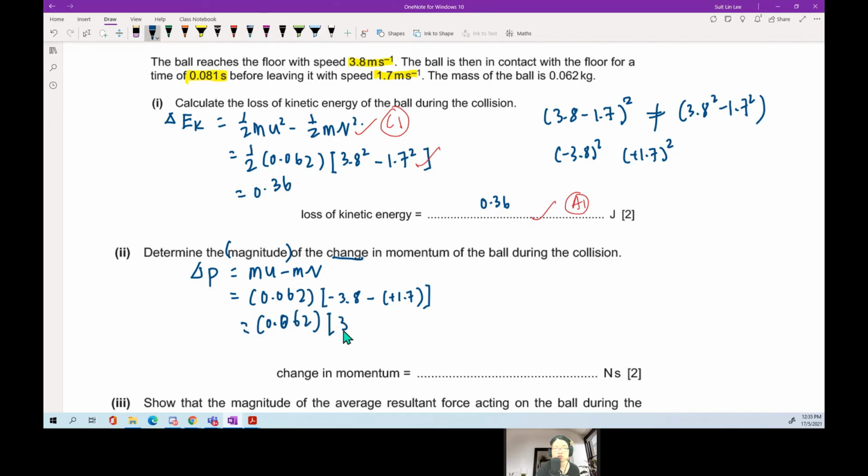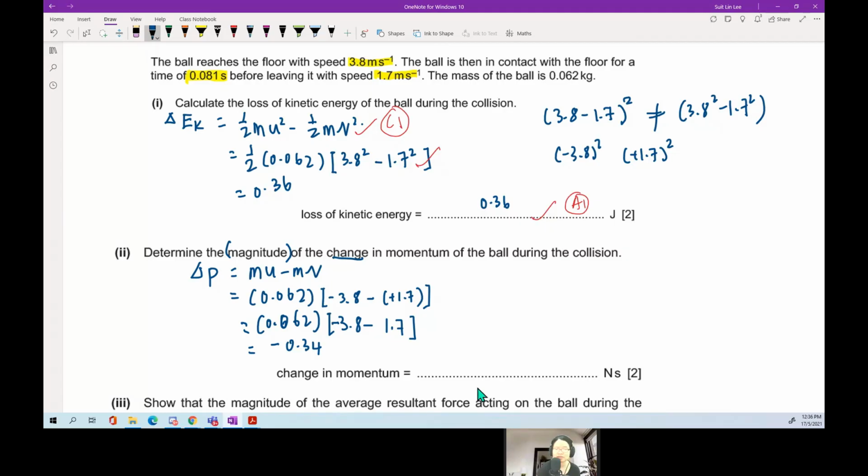0.062 times 3.8 plus 1.7. It's up to you whether you want negative 3.8 minus 1.7, because I took the initial minus the final. You can take final minus initial. We just want the magnitude. So finally, what I will get is negative 0.34.